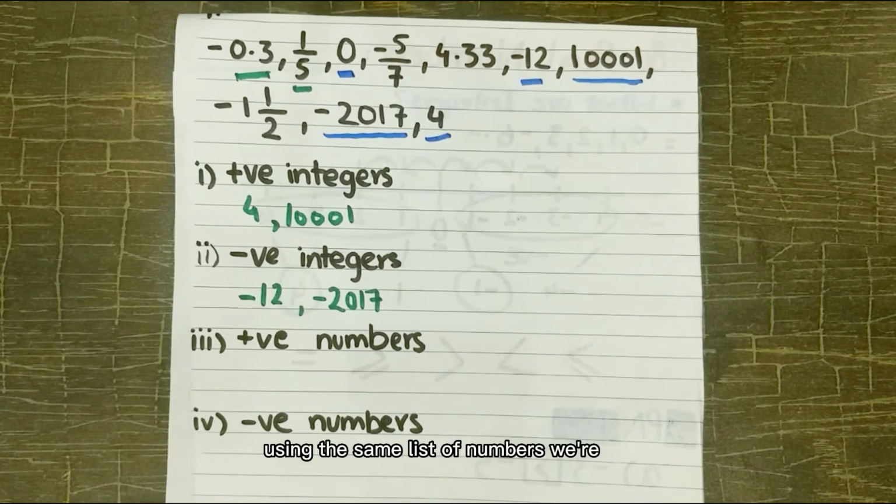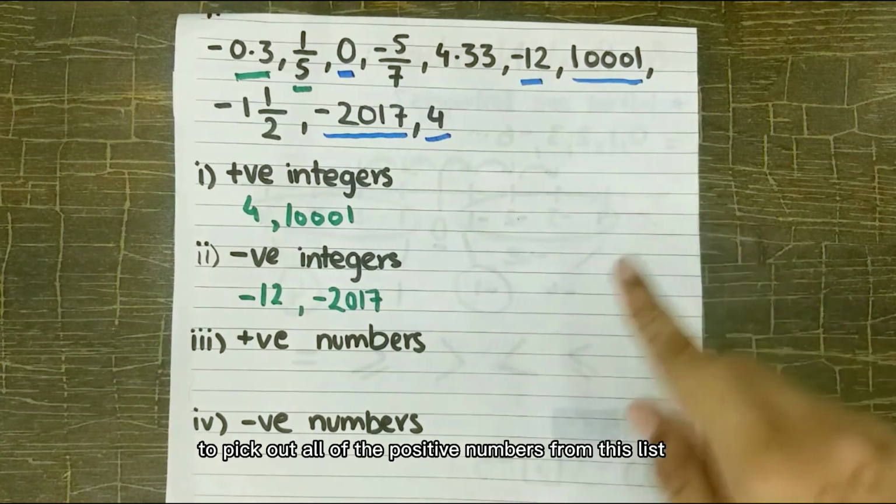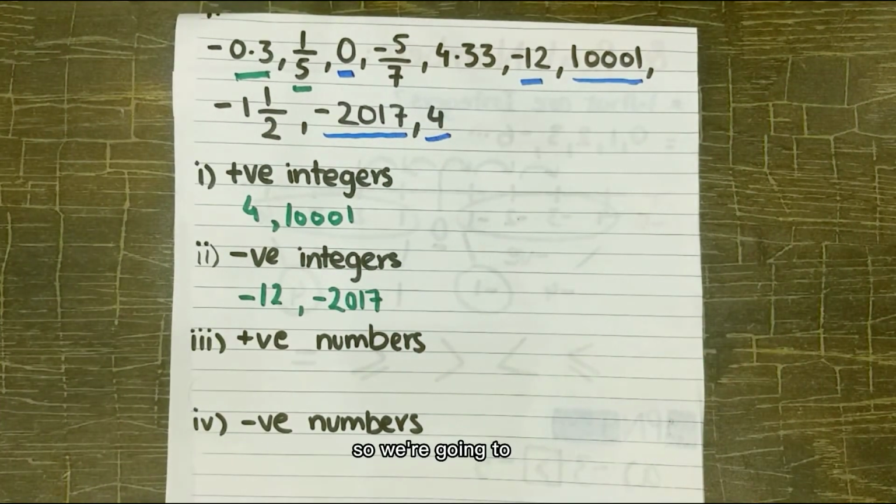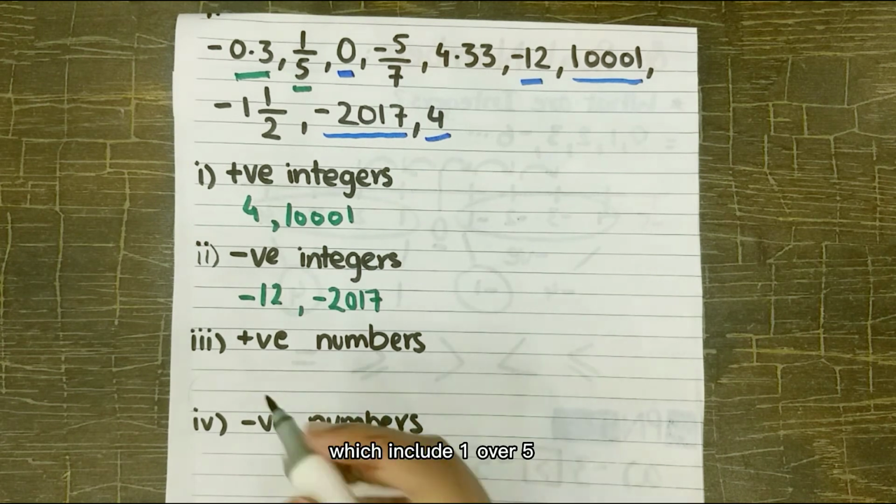Using the same list of numbers, we're going to find the positive numbers. We have to keep this in mind that not all numbers are integers, but all integers are numbers. So that means we just have to pick out all of the positive numbers from this list. So we're going to write down the positive numbers, which include 1/5.